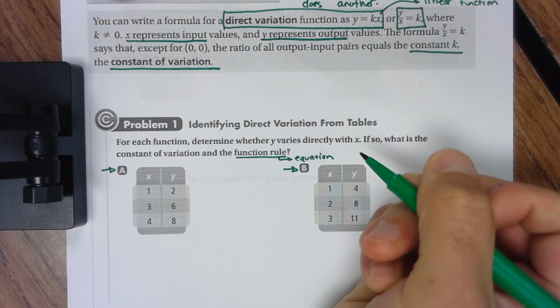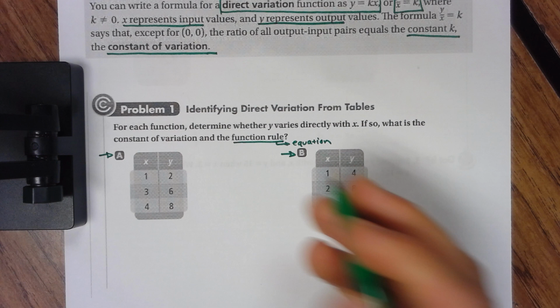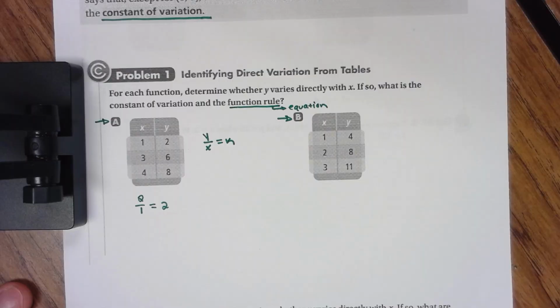So first we have to check that. Does y vary directly with x? And that needs to be true for every single point. We find it by taking y divided by x, and if it does vary directly with x, that would mean we get the same value of k for every set of x and y coordinates. So we're going to just check, do we get 2 every single time?